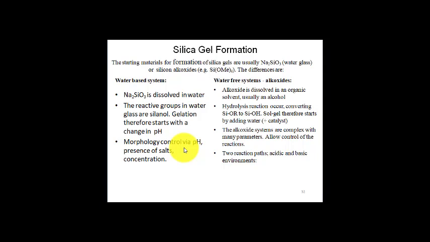On the other hand, in the water-free system, we have alkoxide which is dissolved in an organic solvent, usually an alcohol. Hydrolysis reaction occurs converting silicon alkoxide to silanol. Sol gel therefore starts by adding water plus catalyst. The alkoxide systems are complex with many parameters. They allow control of the reactions.